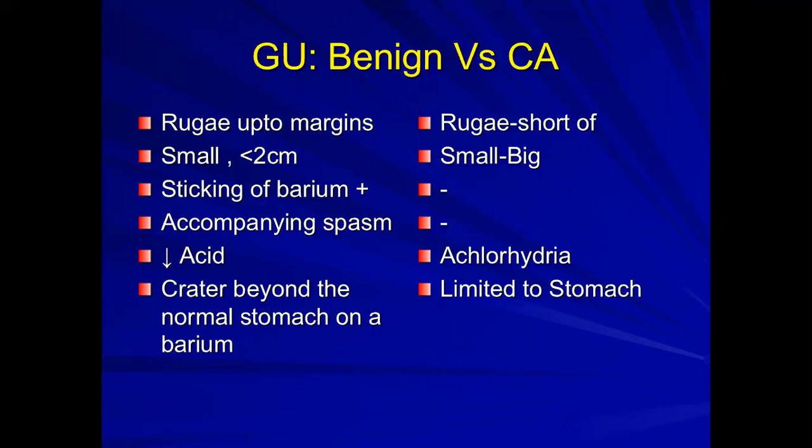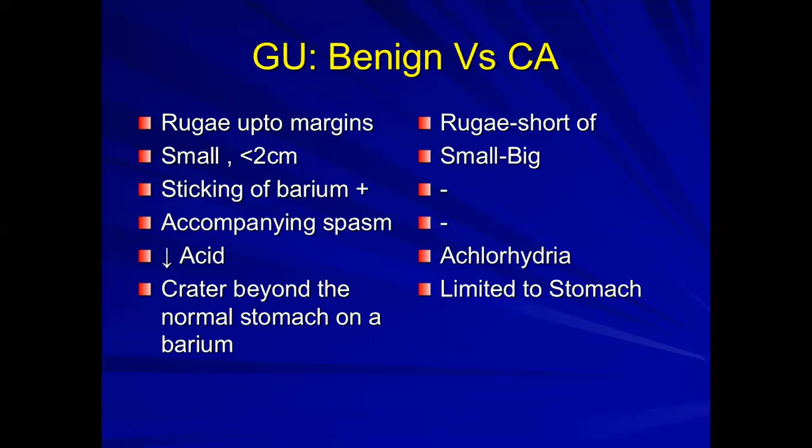So gastric ulcer: benign versus malignant or carcinogenic ulcer. We always consider a gastric ulcer malignant, and we have to rule it out by taking biopsies from the gastric ulcer, because in the stomach, malignant ulcers are more common as compared to the duodenum. So what are the differentiating points between benign versus malignant or cancerous ulcers? Rugae are usually present up to the margins of the ulcer. Benign ulcers are small, less than 2 centimeters.